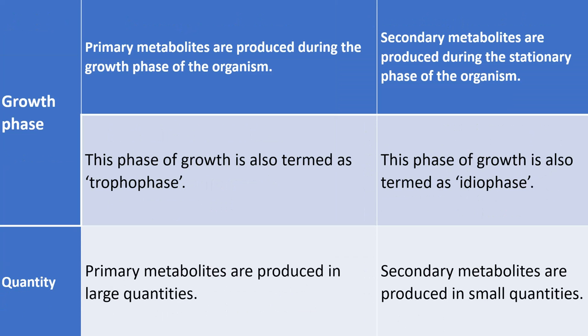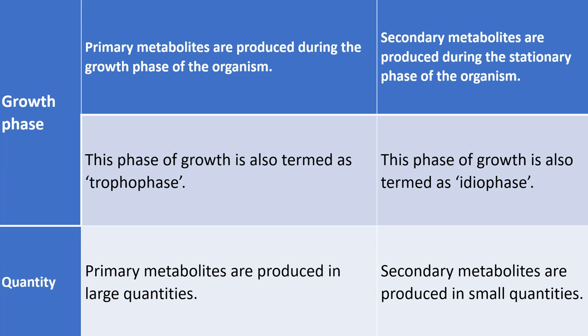The second difference is the growth phase. Primary metabolites are produced during the growth phase of the organism, and secondary metabolites are produced during the stationary phase. In the growth phase, when growth of the organism is taking place, during that phase only, primary metabolites are produced, which is a continuous process, and this phase of growth is also termed trophophase. In case of secondary metabolites, as they are not that essential, they are produced during the stationary phase of the organism, and this phase is called idiophase.